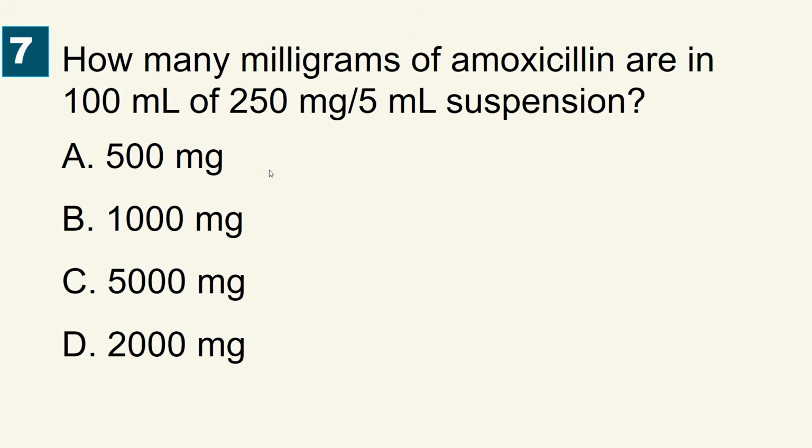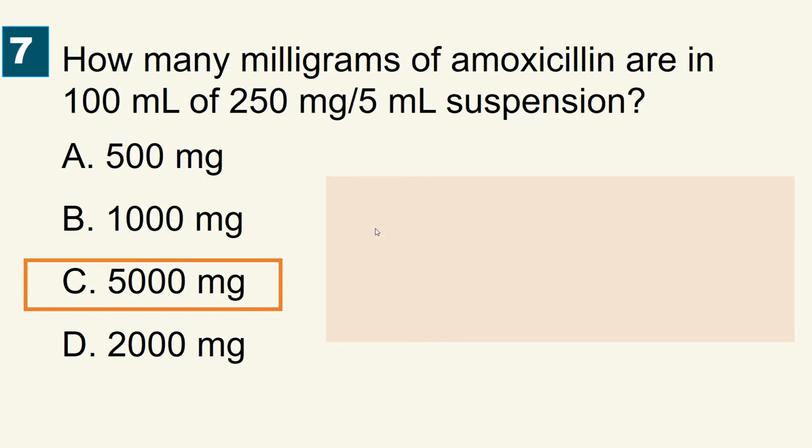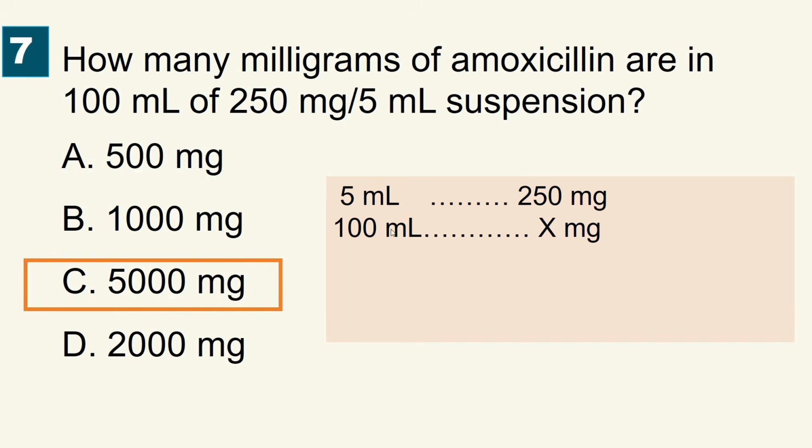Next, how many milligrams of amoxicillin are in 100 mL of a 250 milligram per 5 mL suspension? The correct answer is 5000 milligrams. Basically, this is the place where you have to crack this one. That means 5 milliliters has 250 milligrams of drug. So for 100 milliliters, how many milligrams?